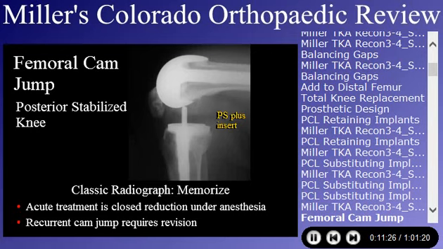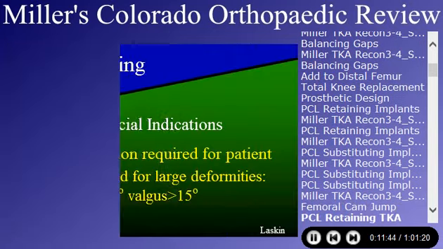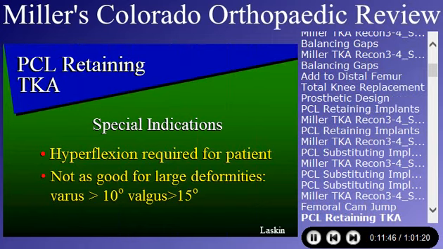The treatment is acute closed reduction under anesthesia. You give them succinylcholine, paralyze them. You bend them in flexion, distract it open, and pull it back and reduce it. If you have a recurrent cam jump, then you've got to require a revision to adjust that loose flexion gap. Okay, memorize that picture. Now, special indications, people like to ask questions about that.